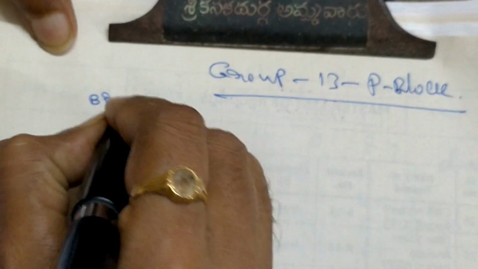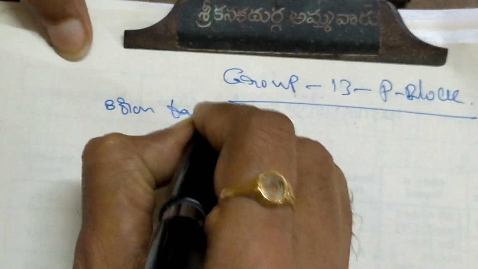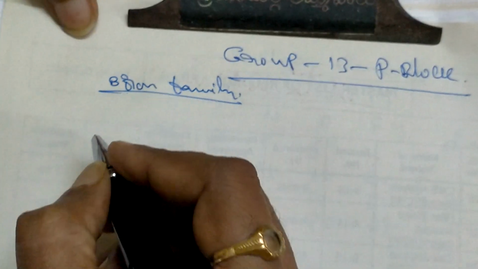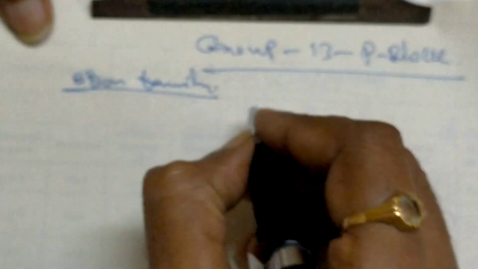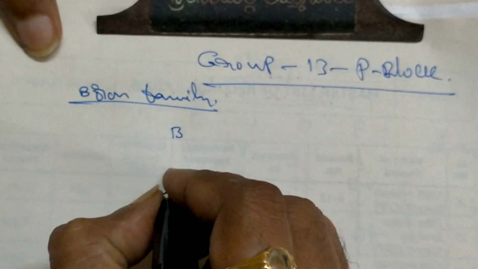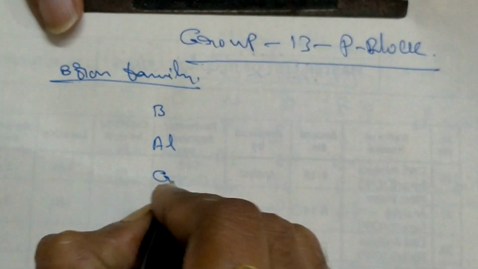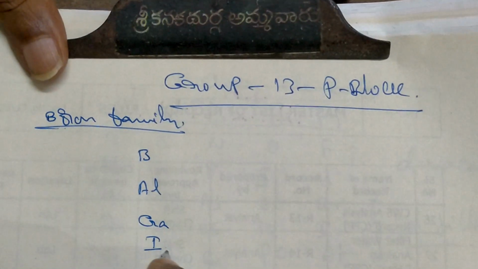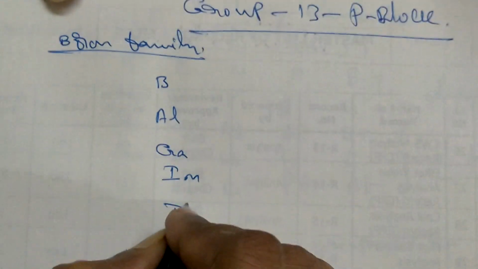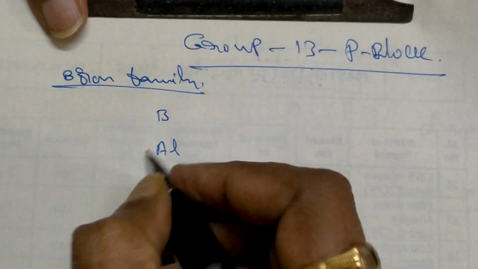Today we will see the group 13 p-block, that is the boron family, in detail. The boron family elements are boron, aluminum, gallium, indium, thallium. This much only we will see.